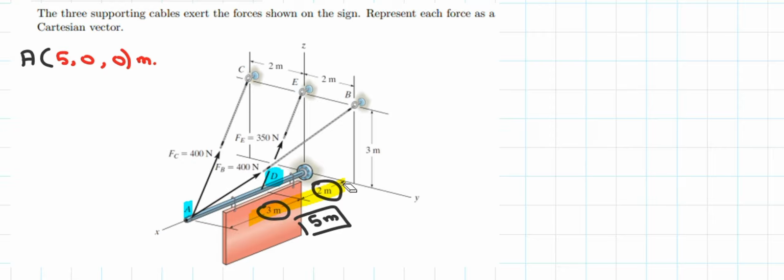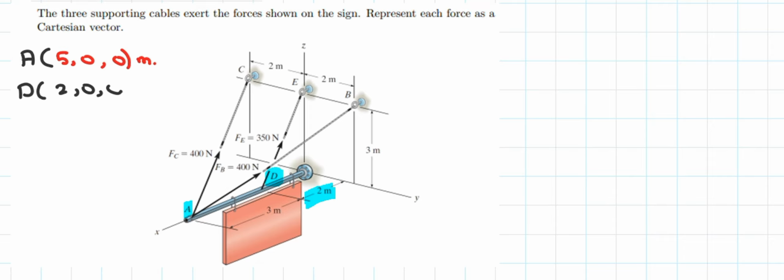Now what about point D? This is 2 meter distance, and this is the value of x present in point D, and it is D (2, 0, 0) meter. This is the location of point D.